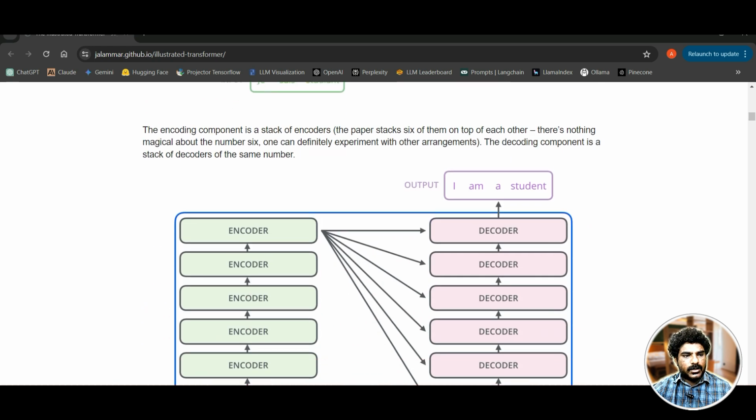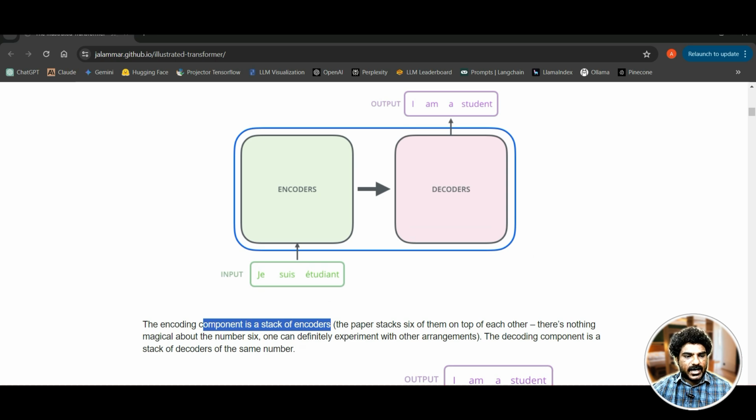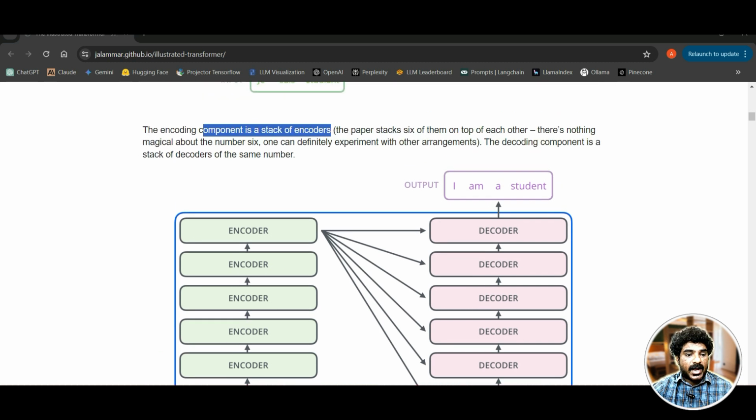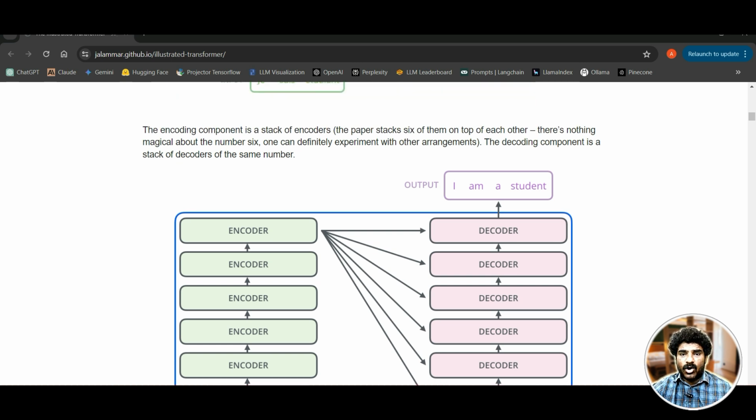So coming down, here you can see the encoding component is a stack of encoders. Now this encoder layer or decoder layer, you can see 6 encoders stacked one after the other, and the same for decoders also. And he says this 6, 1 2 3 4 5 6, is not a convention. You don't have to take 6 encoders; you can provide any number of encoders. There is nothing magical about the number 6. One can definitely experiment with other arrangements.